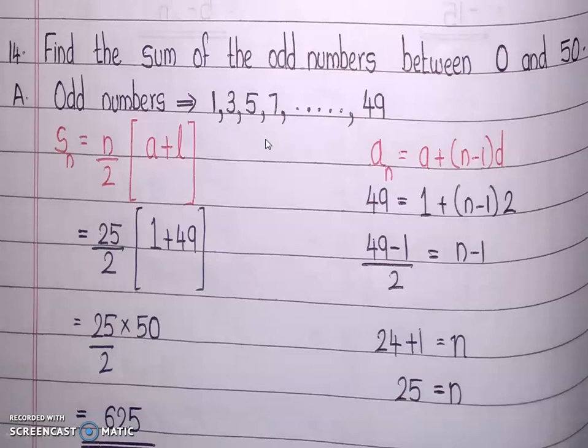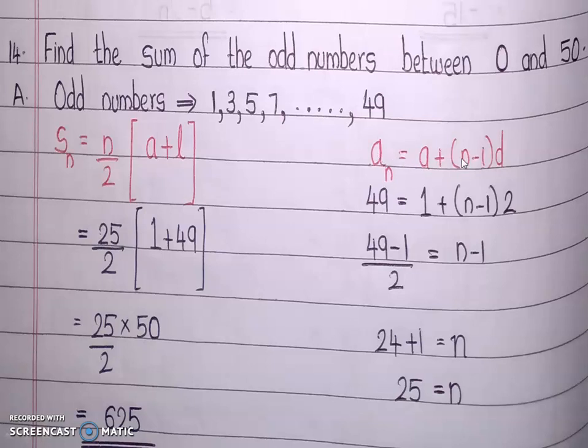But you don't know the value of n. So how will you get the value of n? You can get the value of n using an is equal to a plus n minus 1 into d. Here an is equal to 49, a is equal to 1, d is equal to 2. What is d? Common difference.